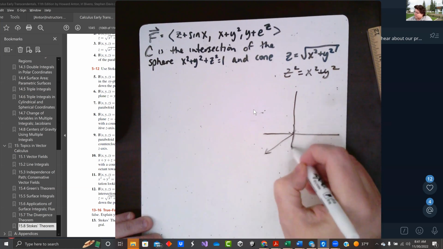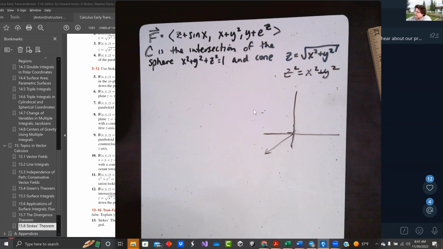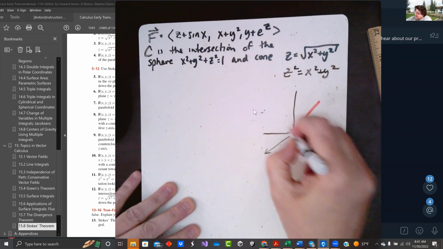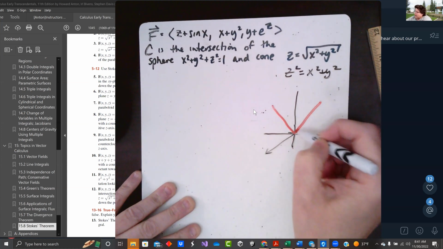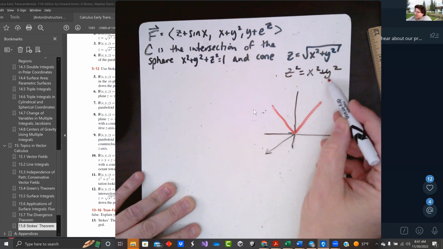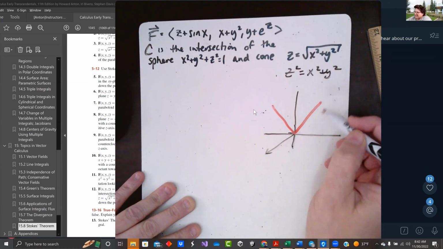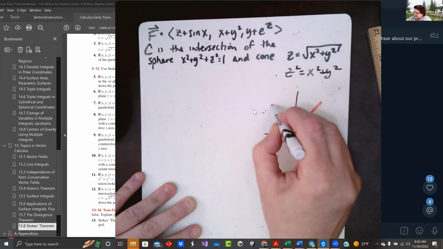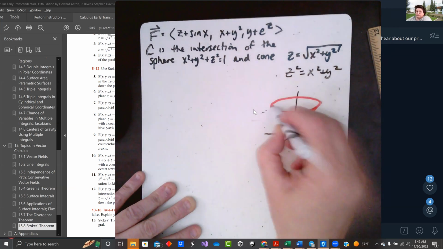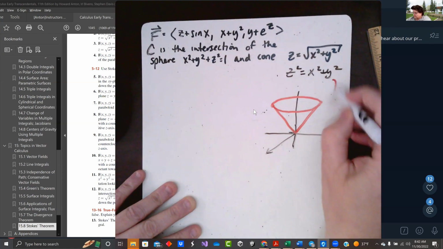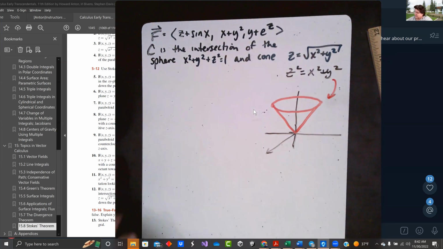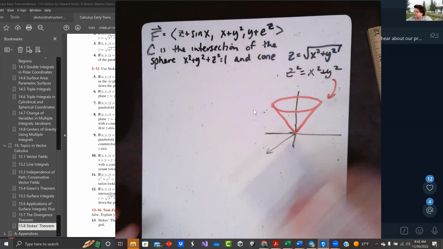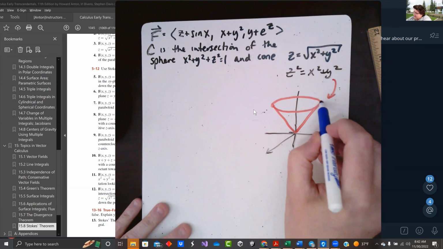So the cone is doing this. That's like z equals y and z equals negative y. If we do it for when y equals 0, we're going to have the same thing for z equals x and z equals negative x. This looks like it's making a nice little cone like that. So our sphere is going to overlap that, and at some point it's going to hit like that.